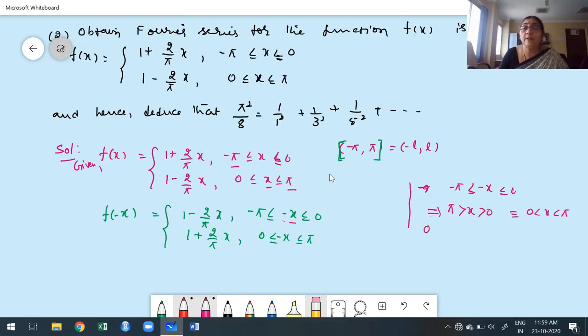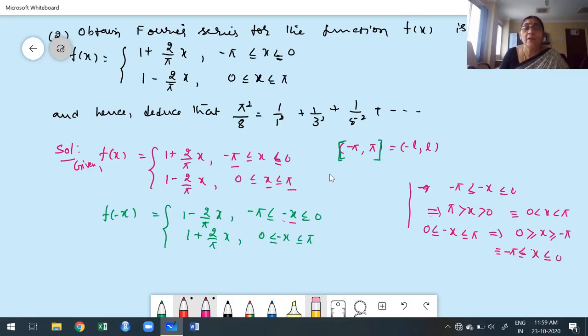Now similarly, 0 less than or equal to minus x less than or equal to pi. That can also be written, once you multiply by the minus sign, as 0 greater than or equal to x greater than or equal to minus pi. This is equivalent to minus pi less than or equal to x less than or equal to 0.